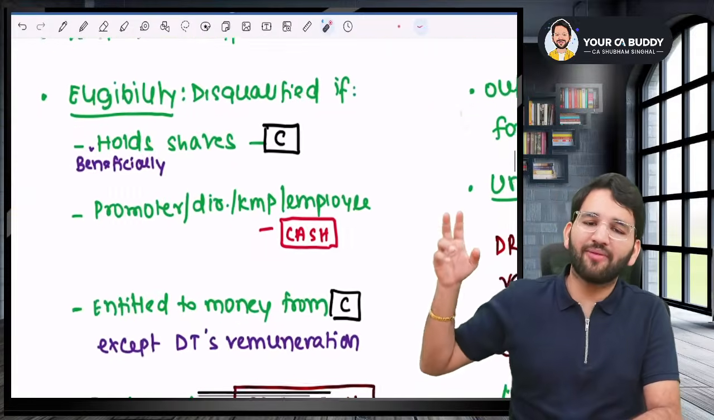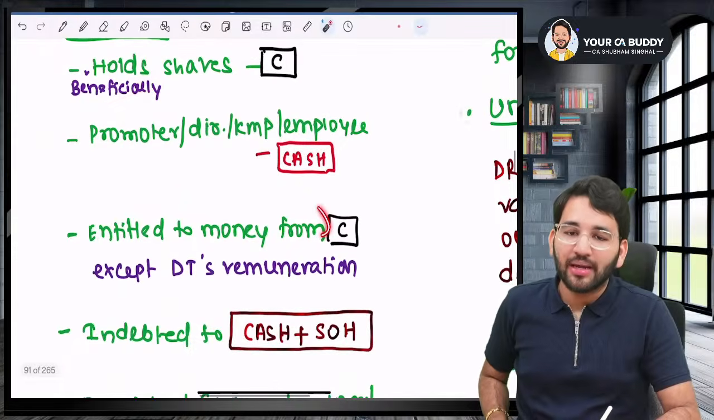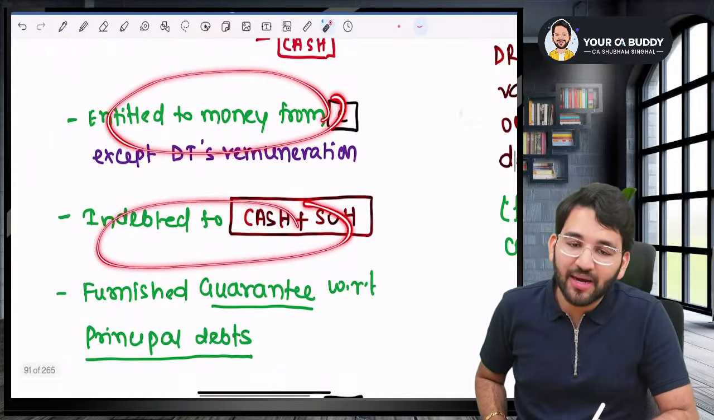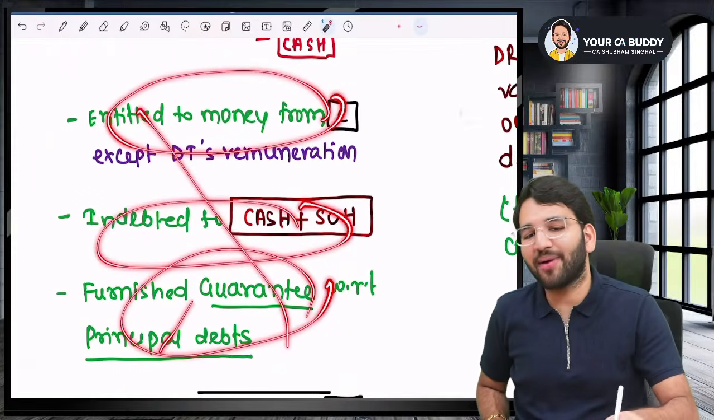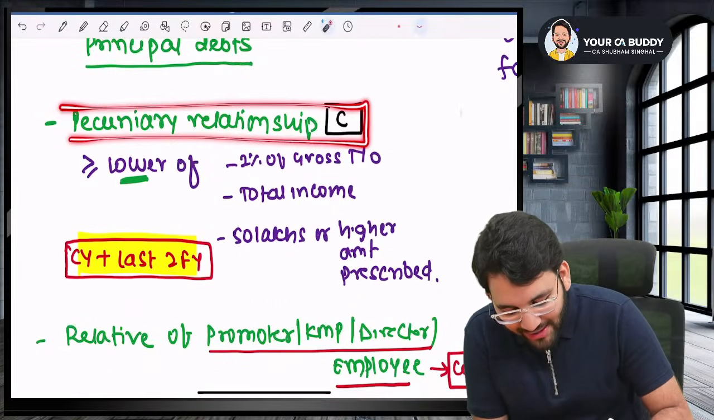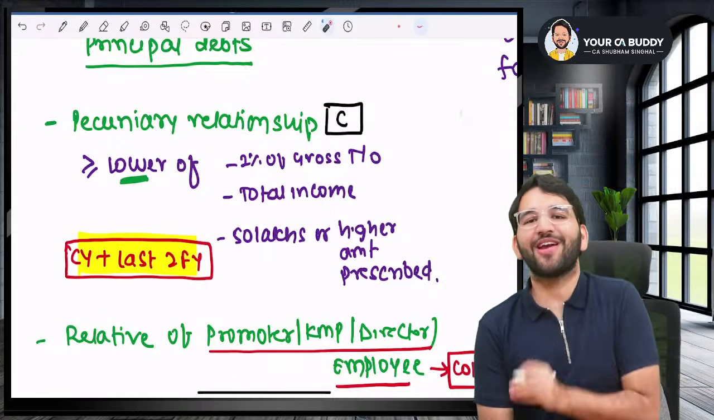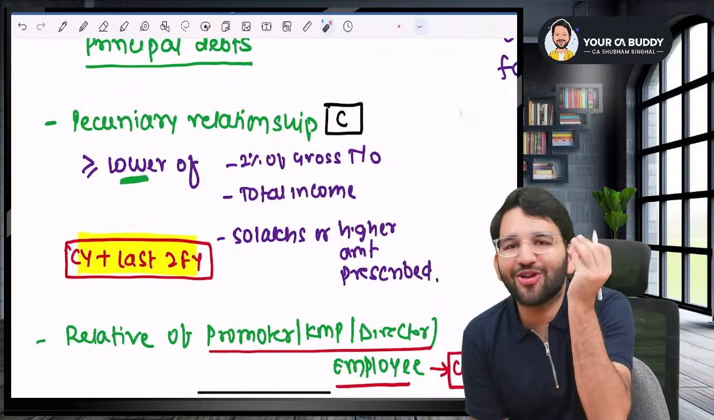We are saying no to everyone, sir. We are saying no to shareholders, employees, or promoters. You have to receive money, you have to give money, or you have given guarantee. Everyone is disqualified. And the last one, if you have any pecuniary relationship with the company, don't read more than this. If you have any pecuniary relation with the company, sir, what is pecuniary relation?